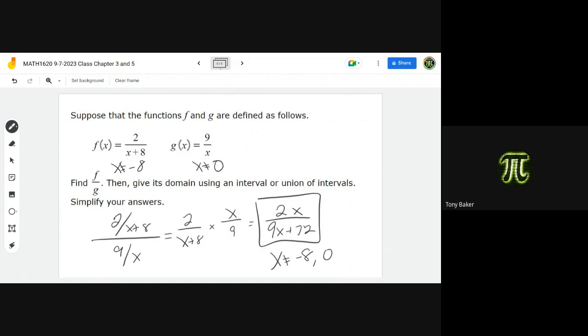Another one. Another one. Yeah. Yep, that's the one.